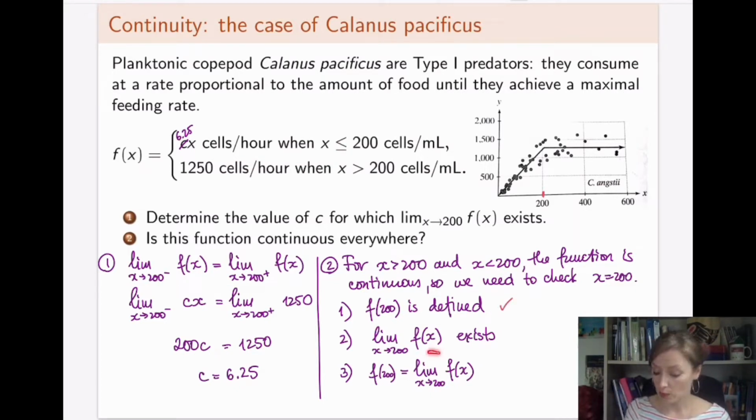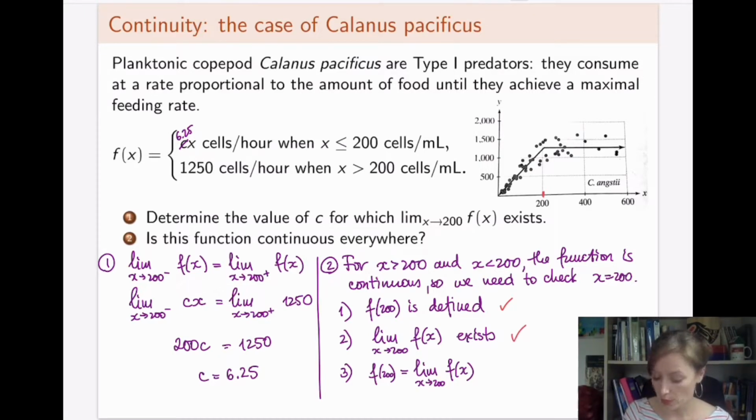The second question asks, does the limit at 200 exist? Well, this is actually exactly what we did in the first part of this question. We found the value of c for which that limit exists. So normally this will translate into computing the limit from the left, computing the limit from the right, making sure that they're actually the same thing. In this case, yes, we already made sure that that holds.